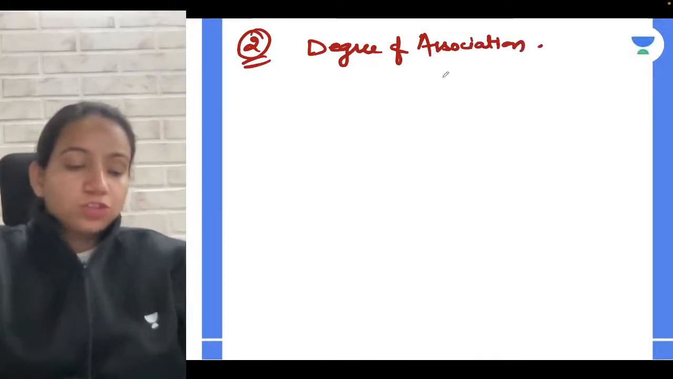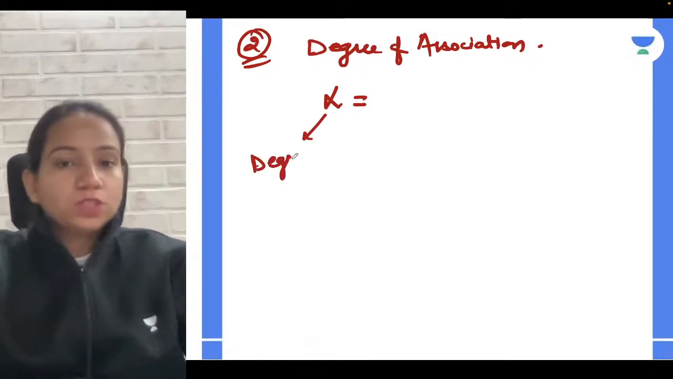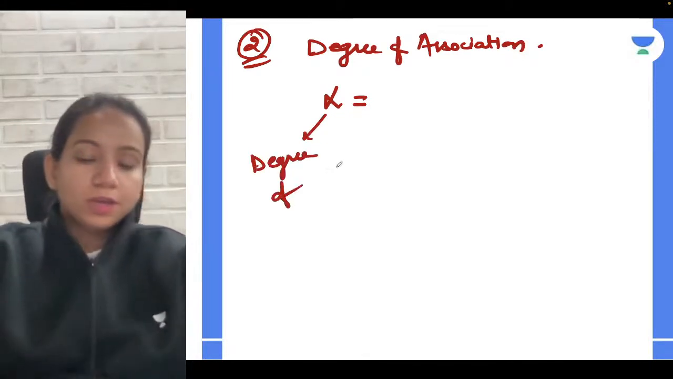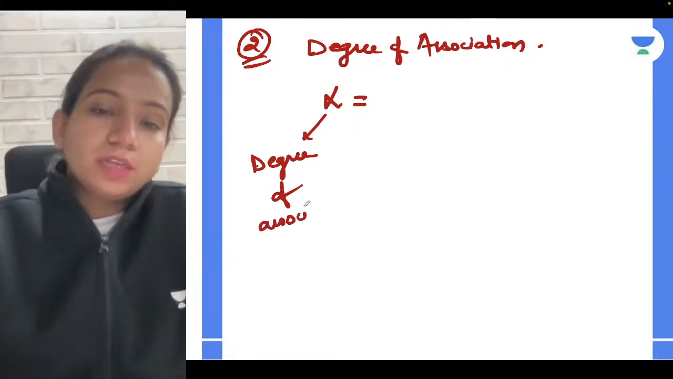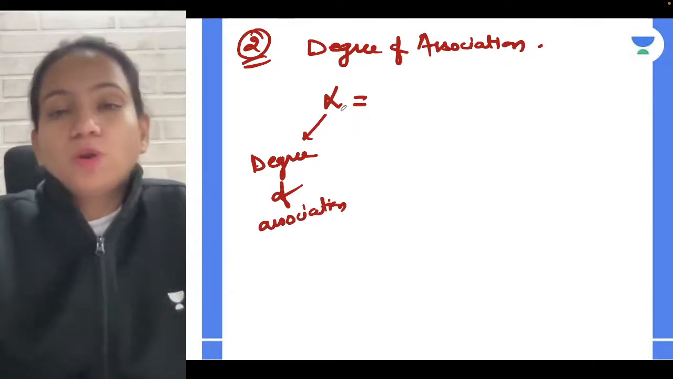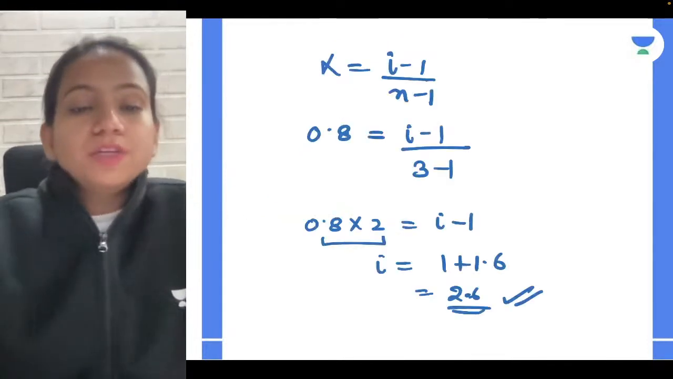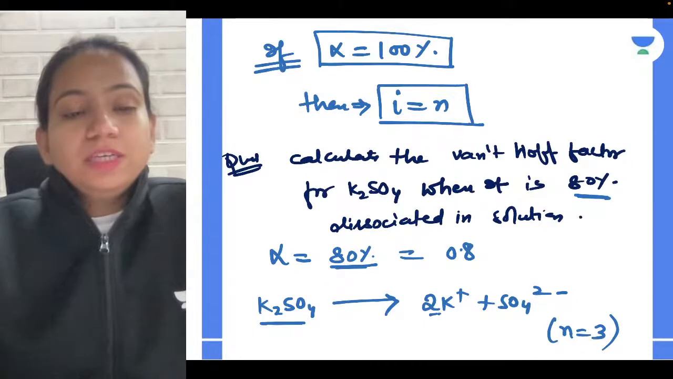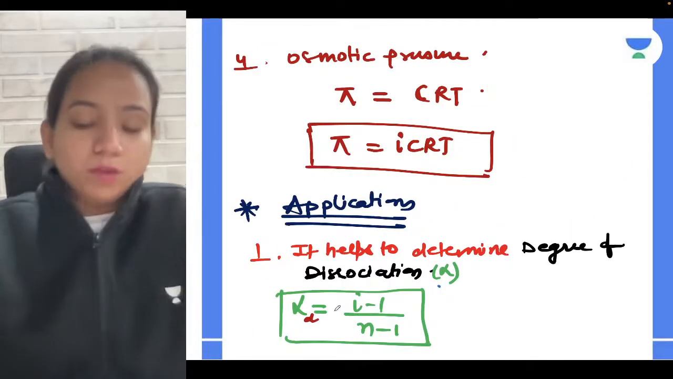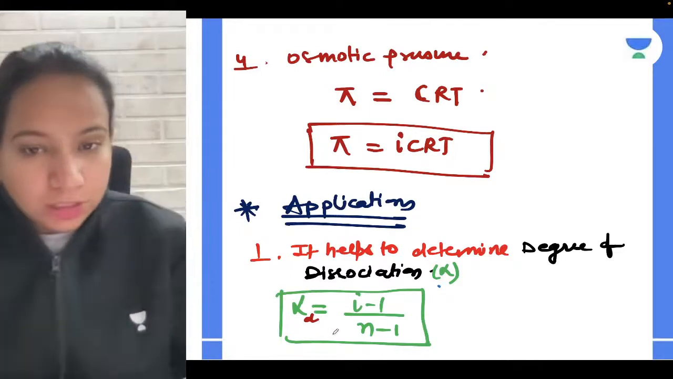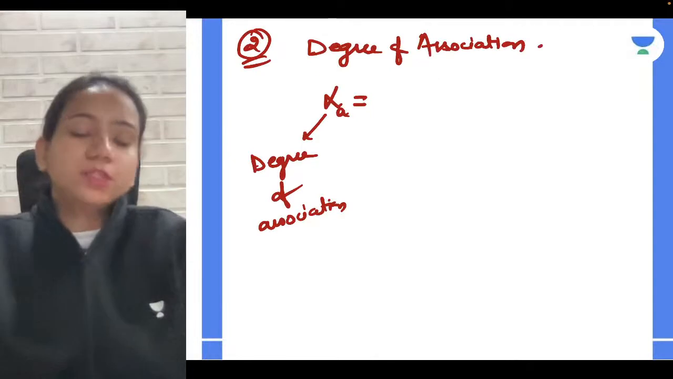Degree of association. So how can we find it out? For alpha, we consider both degree of dissociation and association, the same symbol is used. If you want to distinguish, you can write A in the subscript for alpha for association, and D in the subscript for alpha for dissociation. So you will remember: if D is written in the subscript, it is dissociation; if A is written, it's degree of association.